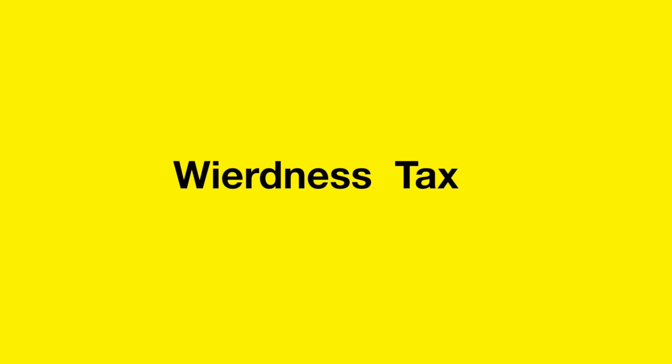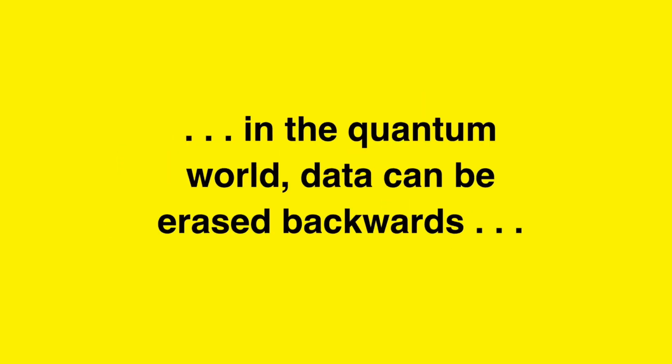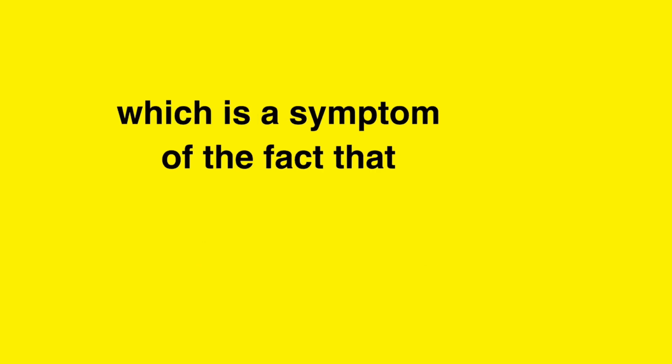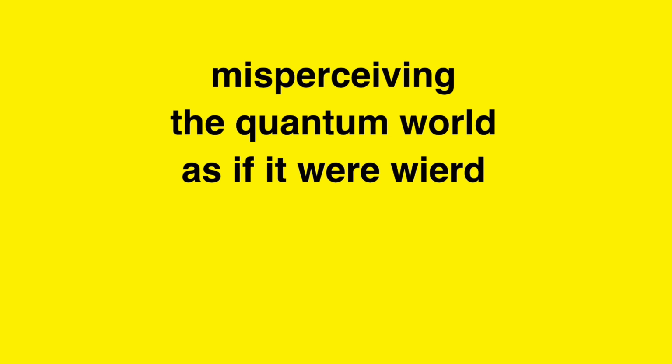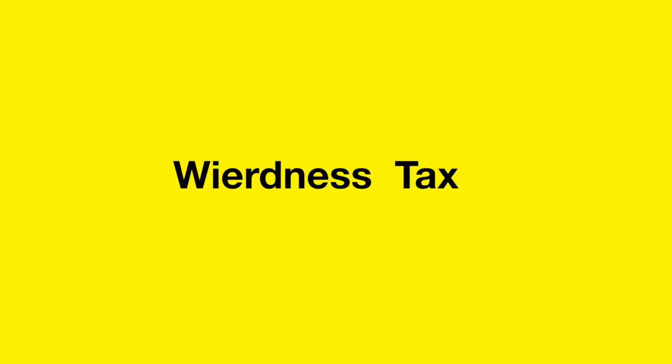Quantum mechanics, on the other hand, makes sensible starting assumptions and does not pay a weirdness tax and is therefore penalized by the taxing authority forever with a misperception that the quantum world is weird. For example, they say that in the quantum world, data can be erased backwards in time, which illustrates that the quantum world is viewed as completely weird, which is a symptom of the fact that they did not pay their weirdness tax, and are therefore misperceiving the quantum world as if it were weird, which it is not. I propose that it is better and more honest to pay your weirdness tax up front.